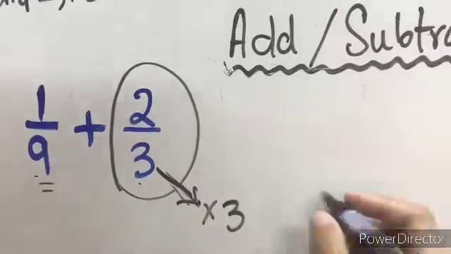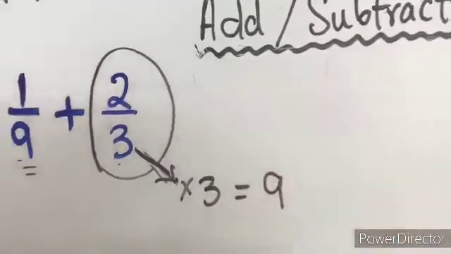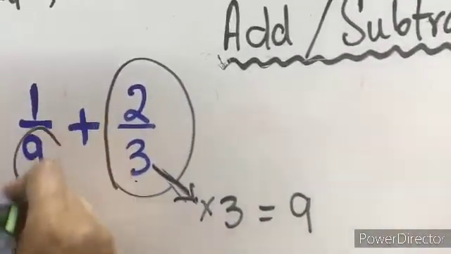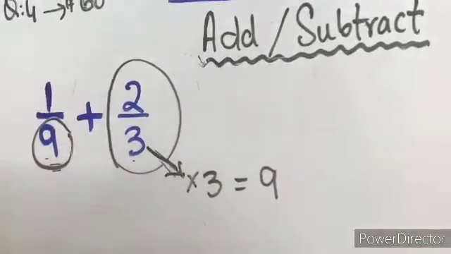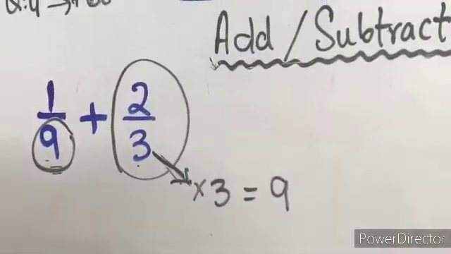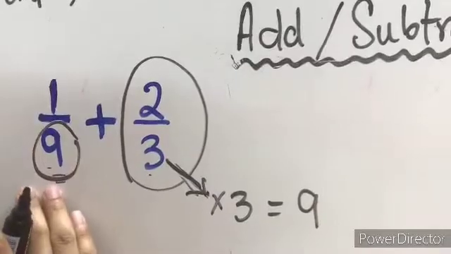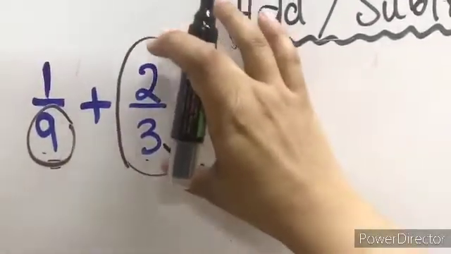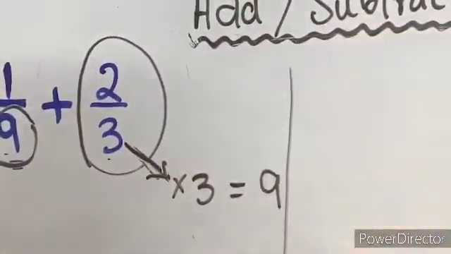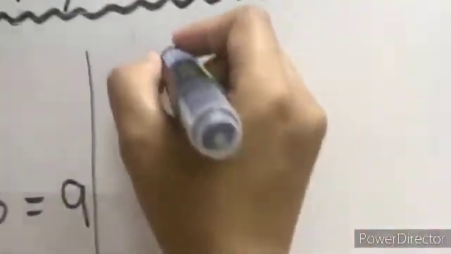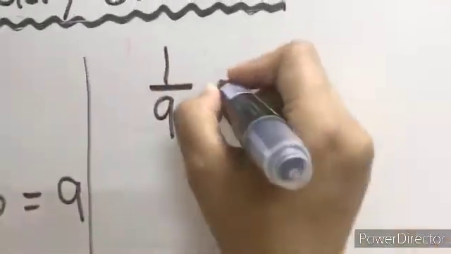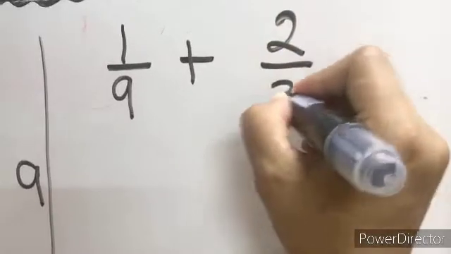3, I will have 9. Okay, and that is the same denominator we have here. So without disturbing it, we will only change this part. How? I will show you. The question was 1 by 9 plus 2 by 3.